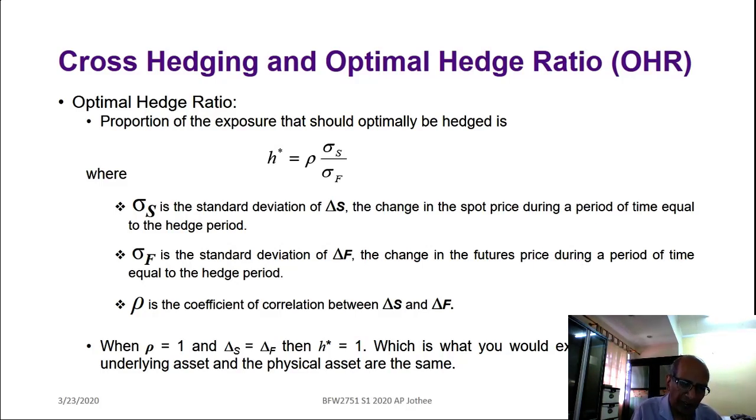When the rho is 1, nothing to worry. There's no basis. Why? Because it's perfectly correlated, when the changes of the spot price and the changes of the futures price are the same. So then you will have an H of 1, which is what you want to expect if the futures underlying asset and the physical asset are the same. We have got an issue only when they are not the same.